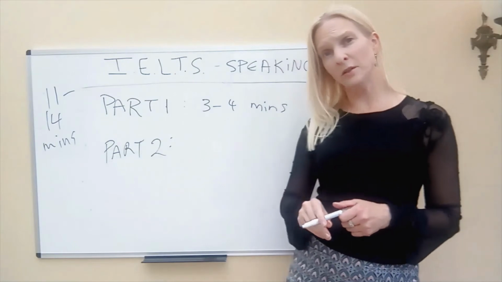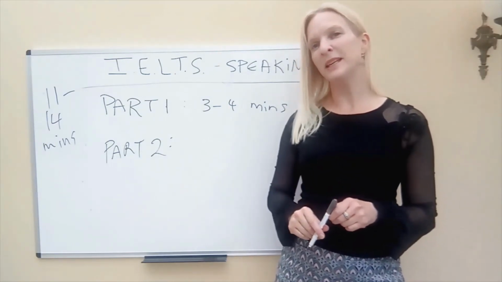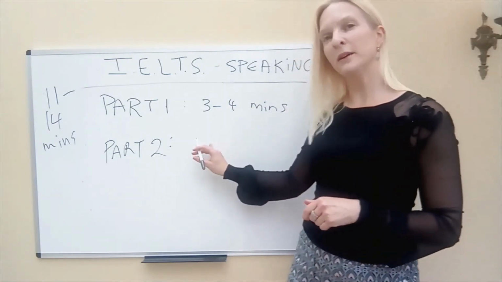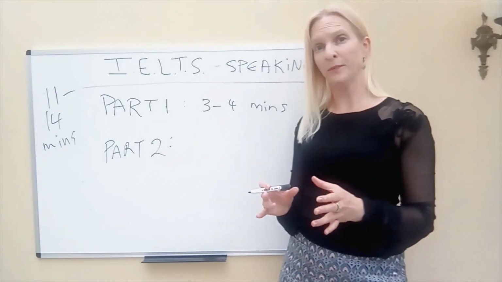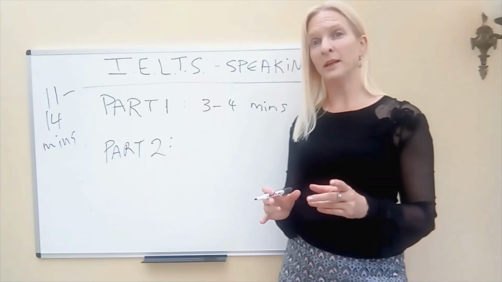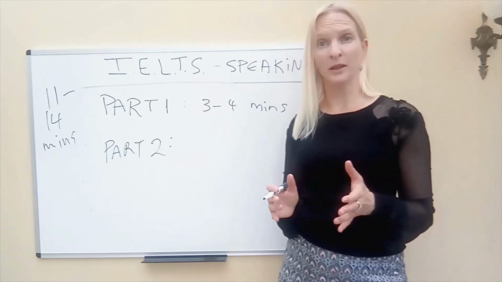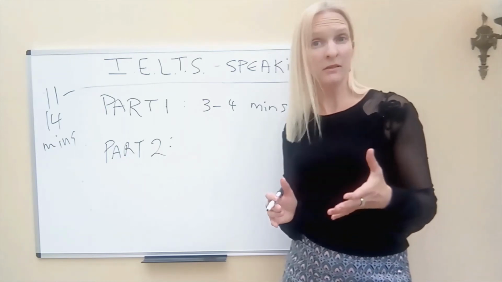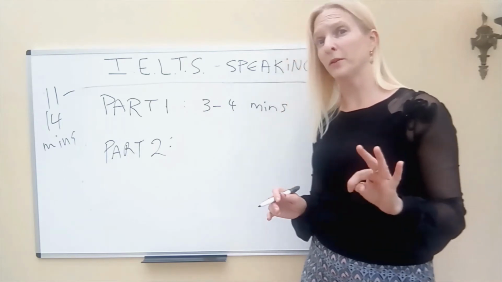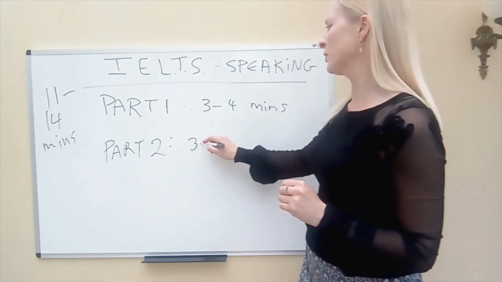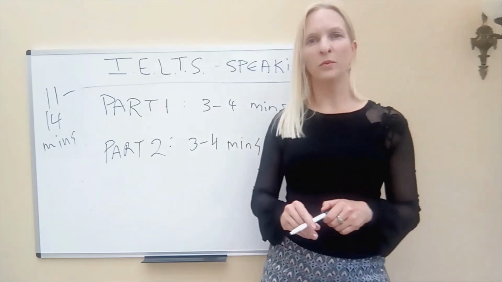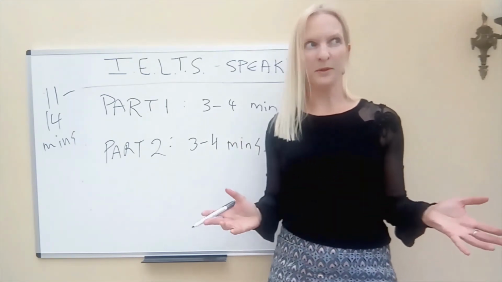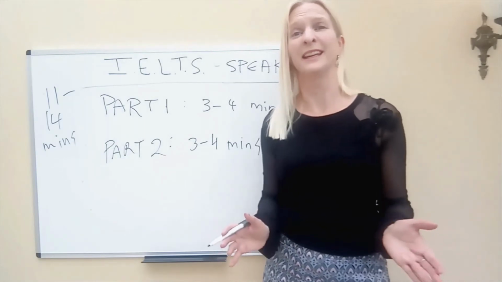So part 2 of the speaking exam, you're given a topic by the examiner. Normally it's on a piece of paper, and you have 1 minute to study this topic. And then you speak with the examiner for about 3 minutes, maybe 4 minutes. So 3 to 4 minutes. And you're probably wondering, well, what type of topic could it be? It could be anything, in fact.